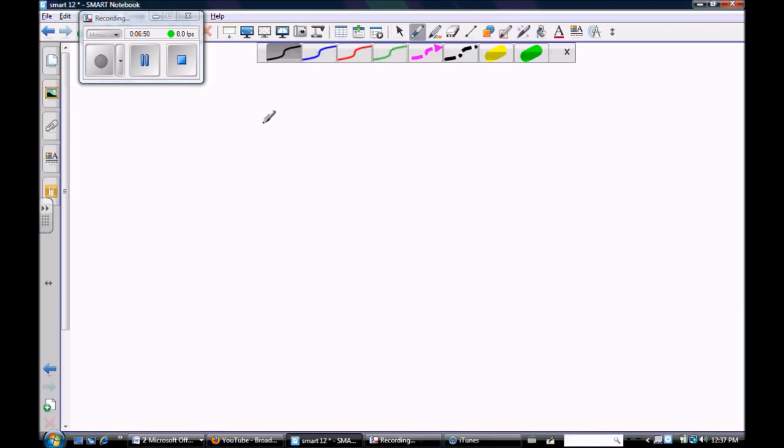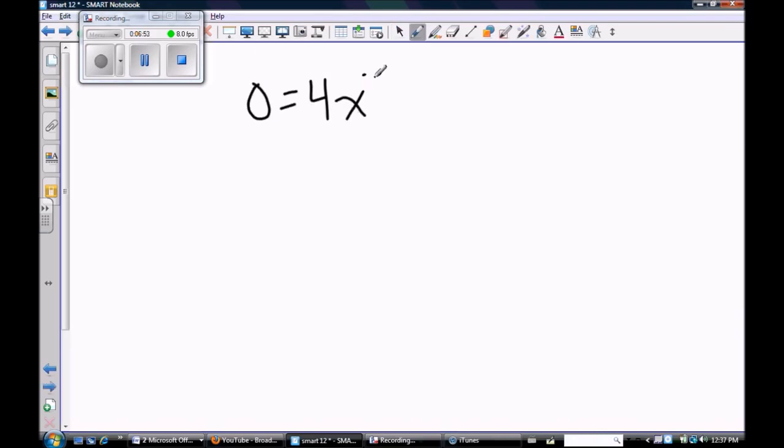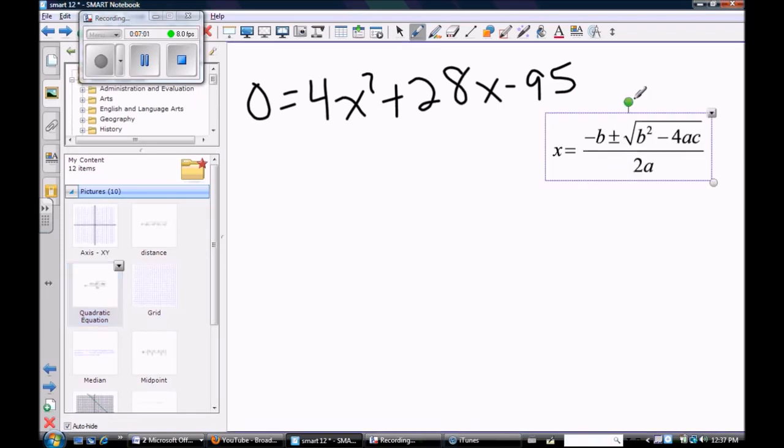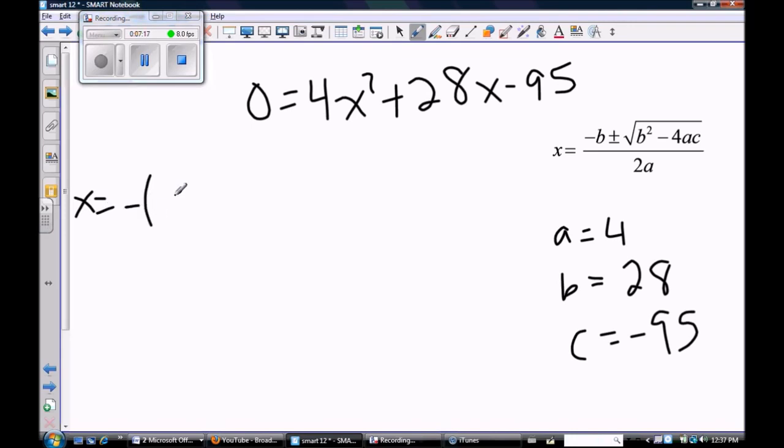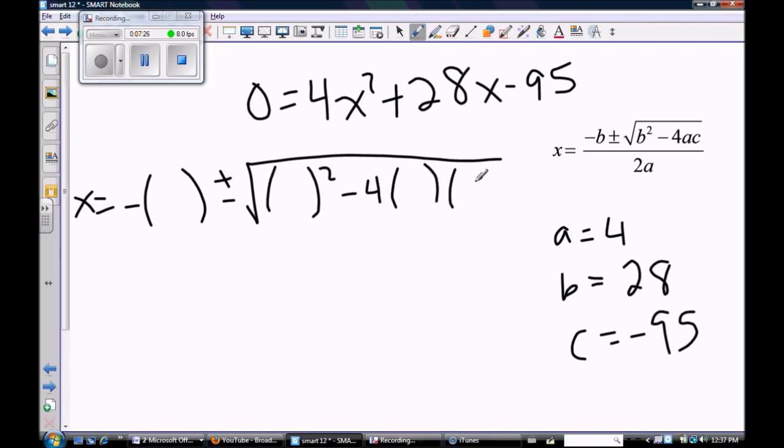So we have the formula 0 equals 4x squared plus 28x minus 95, and we're going to solve by using the quadratic formula. I know you have it memorized, but here it is just in case. So a equals 4, b equals 28, and c equals negative 95. Substituting in, x equals negative b plus or minus the square root of b squared minus 4ac, all over 2a.